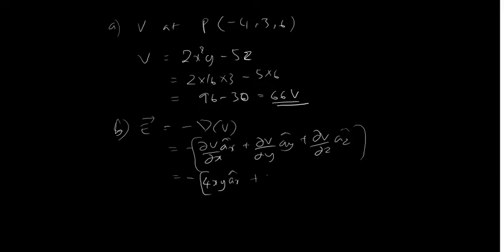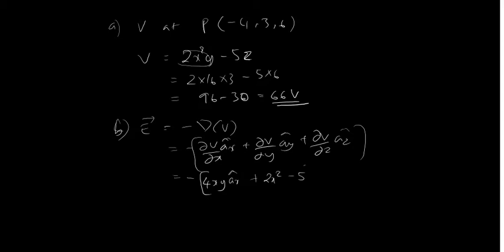plus dou V by dou y. So with respect to y, this part will become 0 with respect to x, so here it will be 2x square, and with respect to z it will be minus 5z, so this term will cancel, with respect to z this will become 0, and only here you have minus 5.